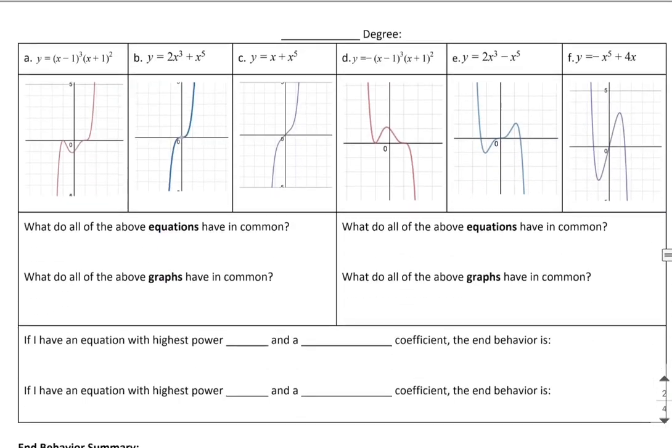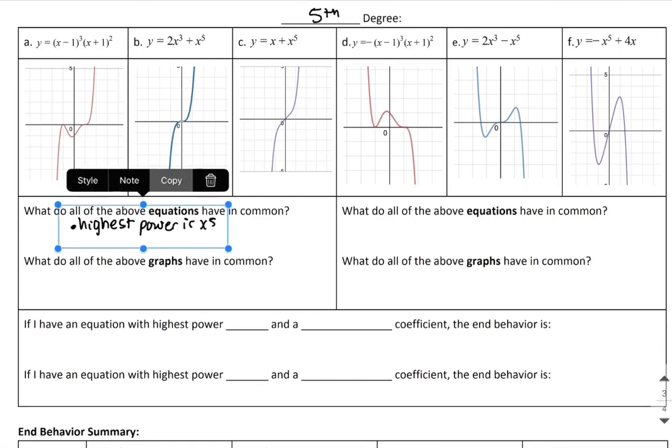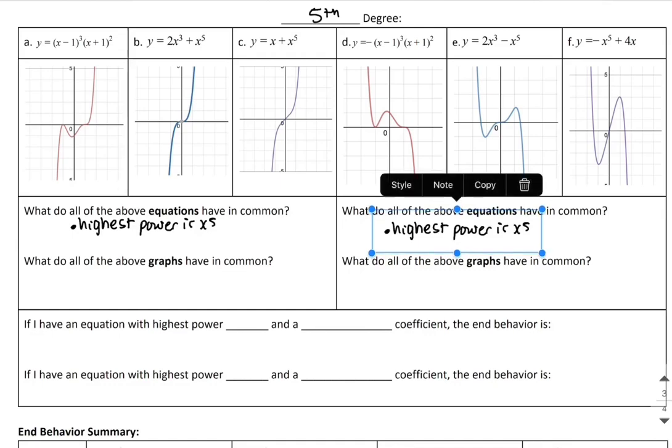Fourth degree equations. All right, now for these, if you didn't notice the pattern, these are all fifth degree equations. And these also are not exactly the same shape. But as I look at these equations, I know the highest power is x to the fifth power for both the left side and the right side.